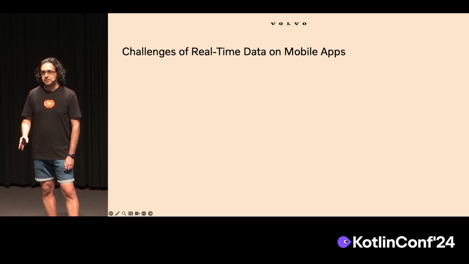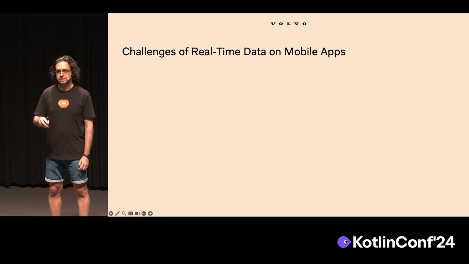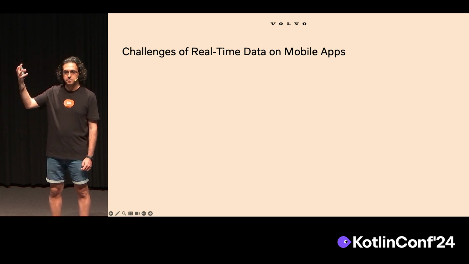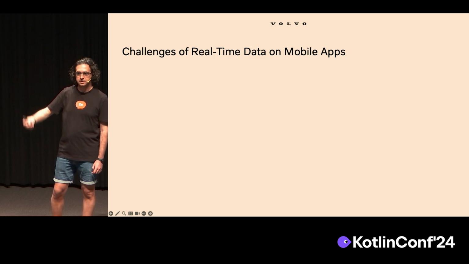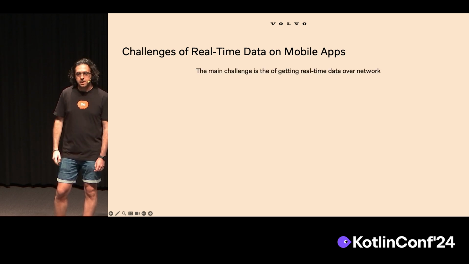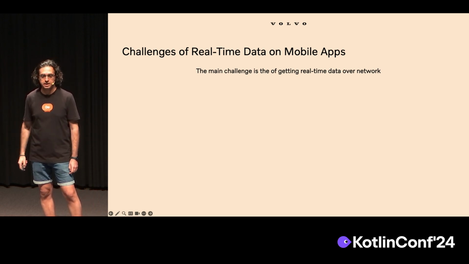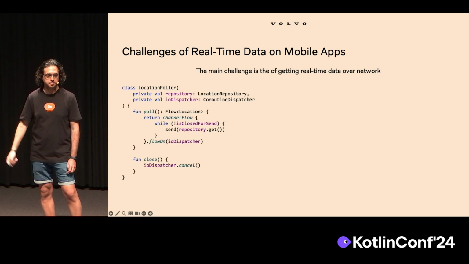Let's see what challenges we might face if we don't use gRPC or any other solution to get real-time data. Again, in our context, getting real-time data from a remote source, from a backend service, the main challenge is the way we are going to get the data. There's a traditional way of getting real-time data. You may be familiar with it. As Christian mentioned earlier, it is by implementing a polling mechanism.